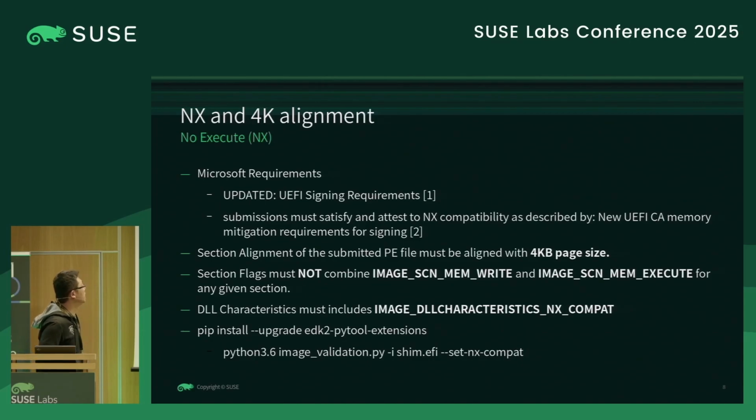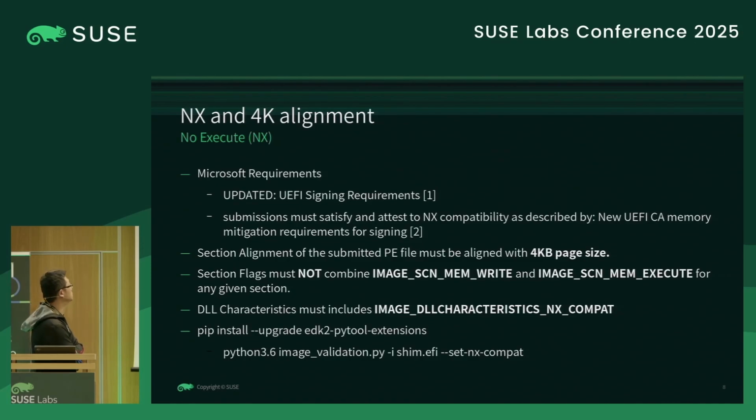Then I will start to introduce some new things. It's not really a new thing, because this topic is about NX and 4K alignment. NX means no execute. We all know code is put in one memory region. It can be set to executable, but should not be writable.